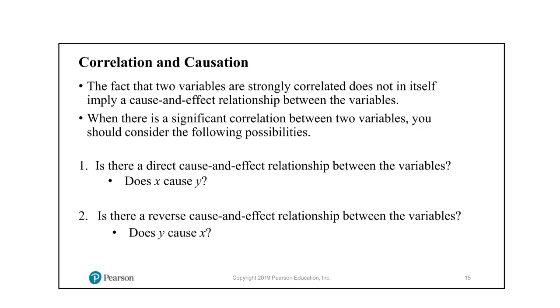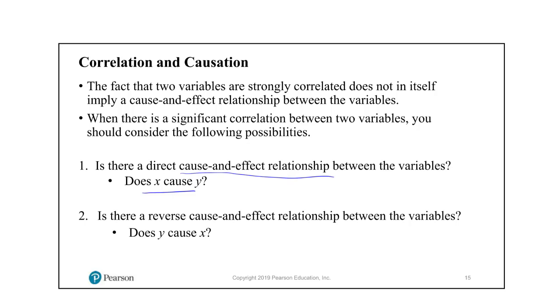So you should consider the following possibilities. Maybe there is. Maybe X does cause Y if two things are correlated. In other words, a direct cause and effect relationship between the variables. In the case we saw, the rising GDP of a country and its emissions probably has a lot to do with the increased industrial nature of the country and therefore the increased emissions. So there's good reason to believe in that cause and effect relationship.